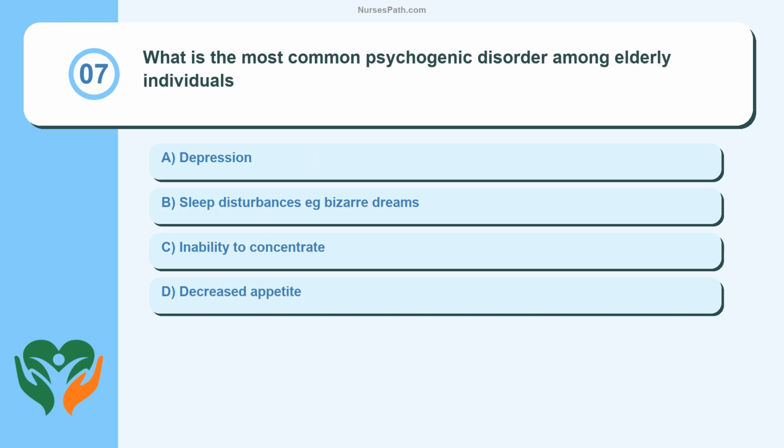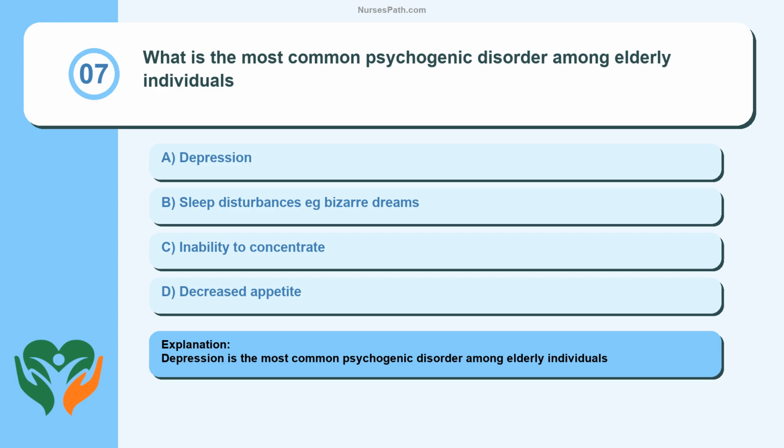Question 7. What is the most common psychogenic disorder among elderly individuals? Depression. Sleep disturbances, e.g. bizarre dreams. Inability to concentrate. Decreased appetite. Depression is the most common psychogenic disorder among elderly individuals.